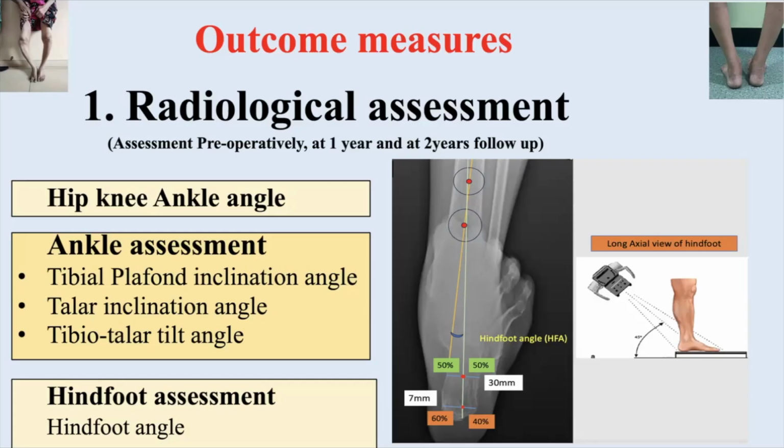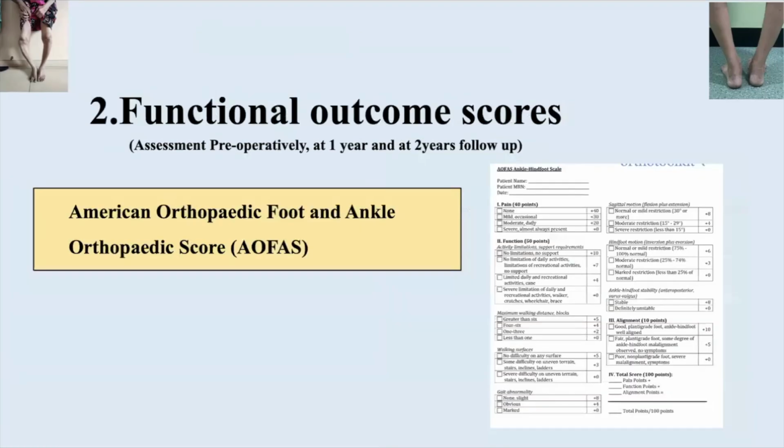So this is the third angle which we measured. For the functional outcome score, pre-op, at 1 year and at 2 years follow-up, we used the American Orthopaedic Foot and Ankle Society score. It includes three parameters: pain, function, and alignment. So out of 100, we scored depending on the patient's assessment in the follow-up.